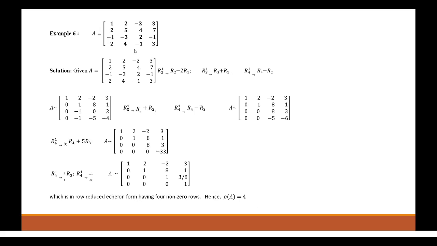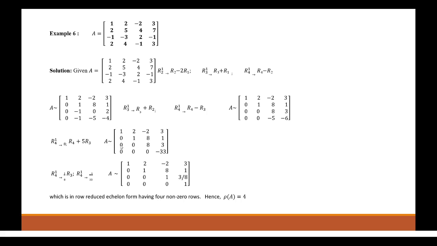Here the matrix A is of order 4 cross 4. For this matrix, operate the elementary row operations R2' = R2 - 2R1, R3' = R3 + R1 and R4' = R4 - R2. Below this leading element, this element must be 0. After the first operation, all the elements below the element 1 are zeros. Then once again operate the row operations R3' = R3 + R2 and R4' = R4 - R3. Then we get the next equivalent matrix.